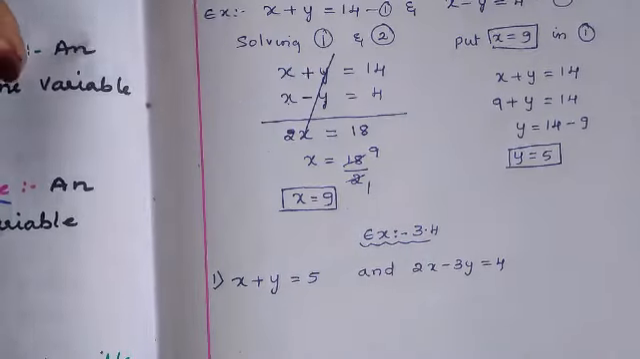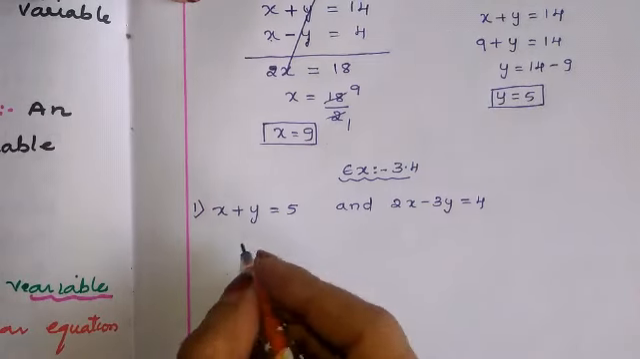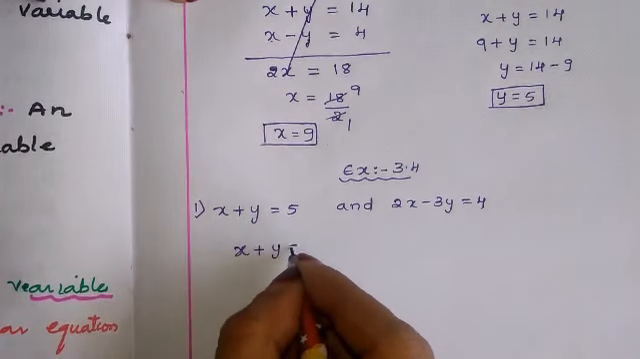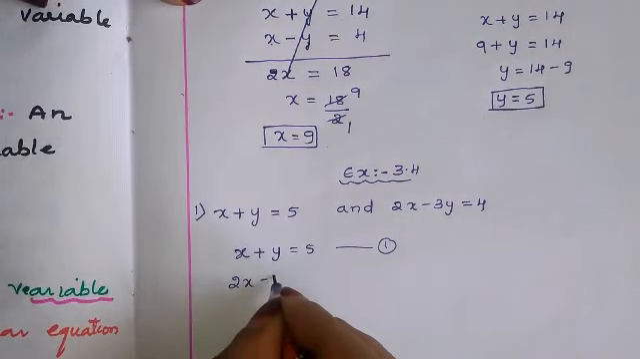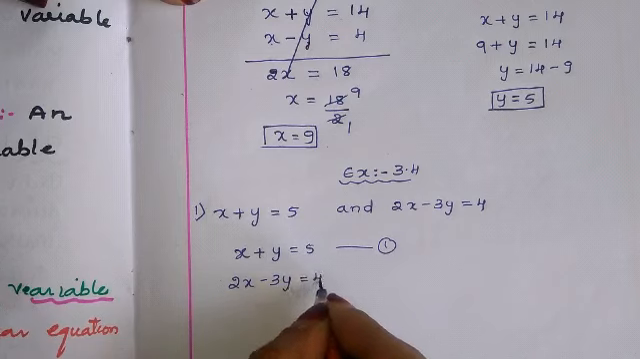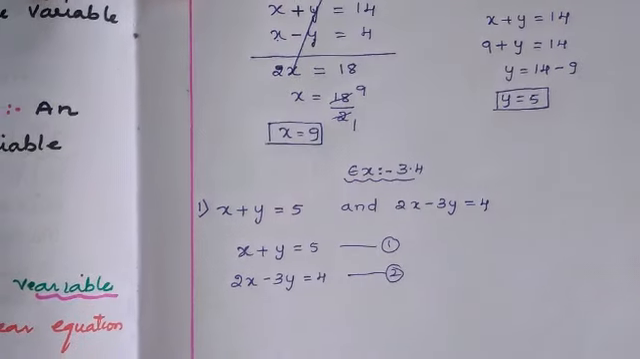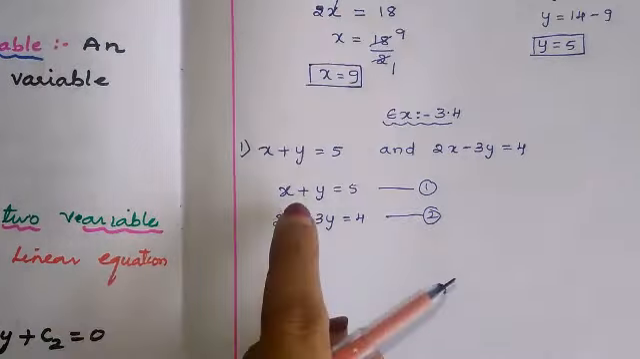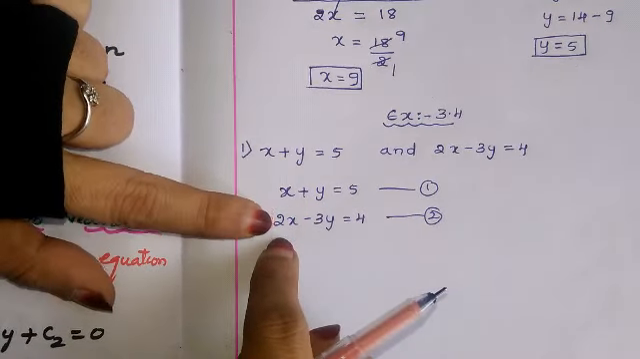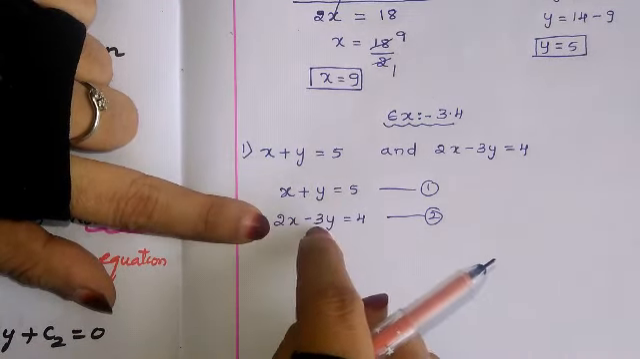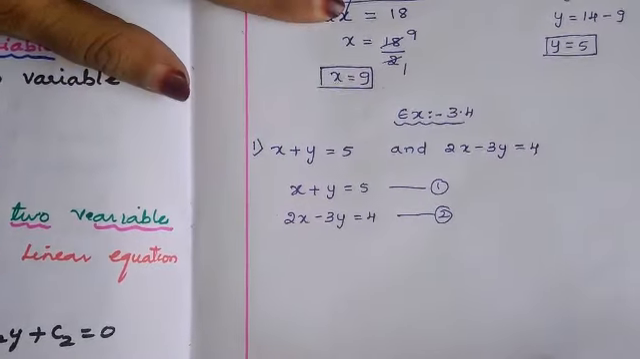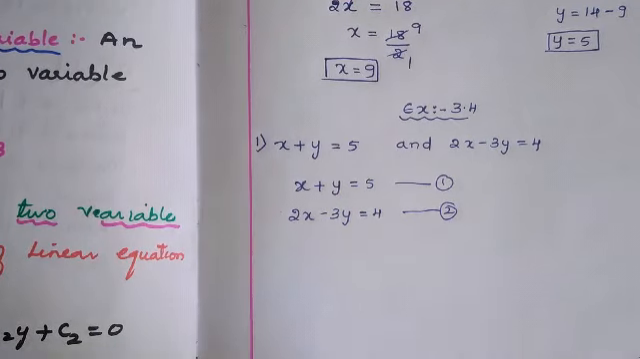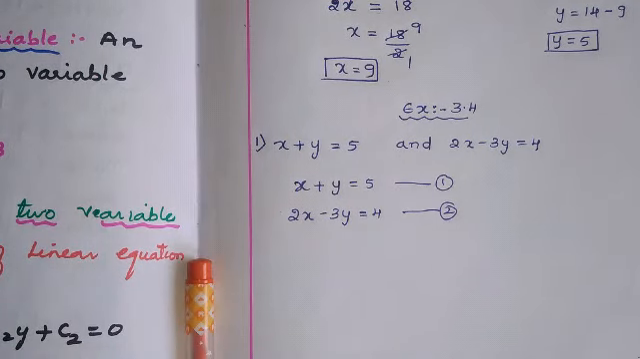So now let us solve this. Let us consider x plus y is equal to 5 as equation 1 and 2x minus 3y is equal to 4 as equation 2. Now we can see in both the equations, nothing is same, like here x is there, here 2x is there, here y, and in this equation minus 3y. So we cannot cancel anything in this equation. Like how in the previous equation we directly cancelled the y and y, but here we cannot cancel.